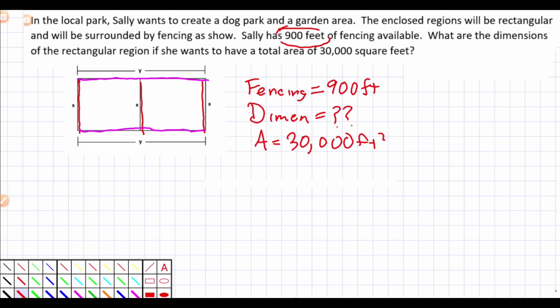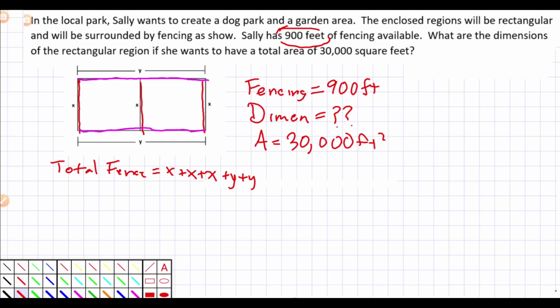So now let's set up an equation here. I've been given the fencing. I have 900 feet of fencing, and I have a picture here where it shows me how long each side is. So I'm going to write a little equation. So I know the total fencing is going to be equal to x plus x plus x, so those vertical pieces, and the 2 horizontal pieces, so plus y plus y.